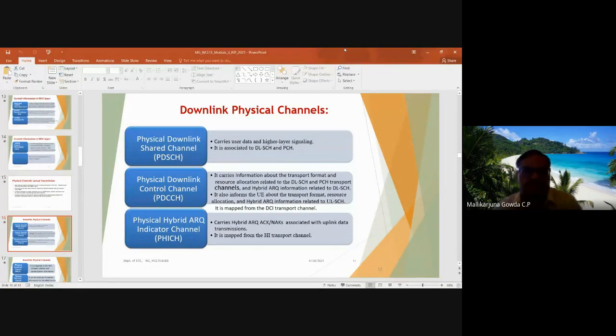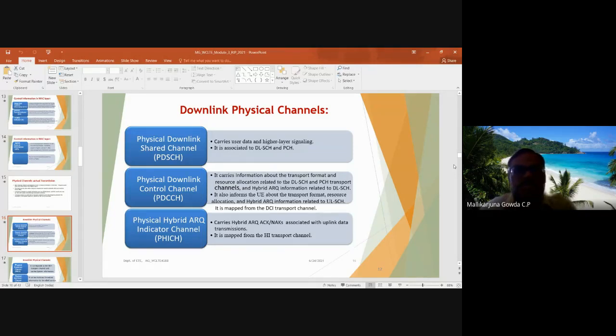Which is denoted as PDCCH. Okay, physical downlink control channel. So this physical downlink control channel carries information about the transport format as well as the resource allocation related to the downlink shared channel. Okay, and the PCH transport channels. So I hope you know what is PCH, right? Paging channel transport channels. And hybrid ARQ information related to the downlink shared channels.